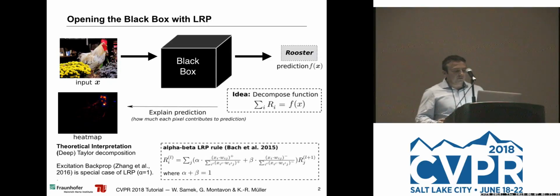And we saw that there was also an extension, the alpha-beta rule, which Grégoire was referring to, which has two parameters, alpha and beta. For a specific choice of these parameters, if you set alpha to 1 and beta to 0, you will arrive at the deep Taylor decomposition interpretation. And the excitation backprop paper, which was proposed in 2016, is in this sense also a special case of this propagation rule with alpha equals 1. So there are basically these two rules which were proposed for LRP.